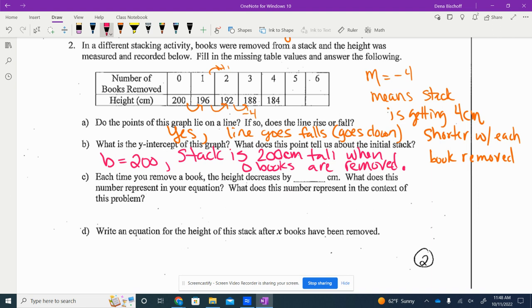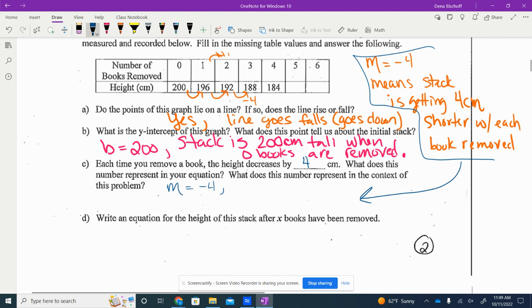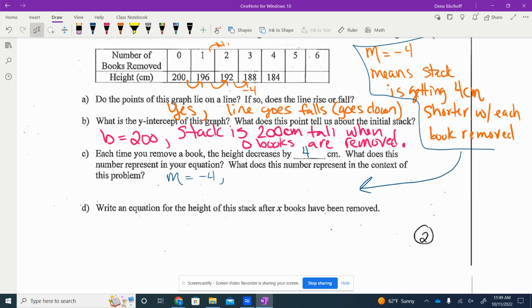Okay. Each time you remove a book, the stack decreases by, I just wrote that over here. How much does it decrease by? 4 centimeters. Each time we take a book, the stack gets 4 centimeters smaller. What does this number represent in our equation? It represents our slope. We already talked about what it represents in the context of the problem. It's this right here. Write an equation for the height. Who can write me an equation?